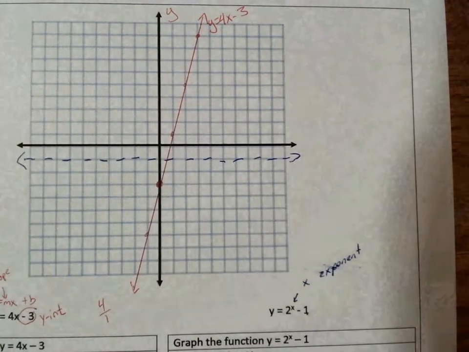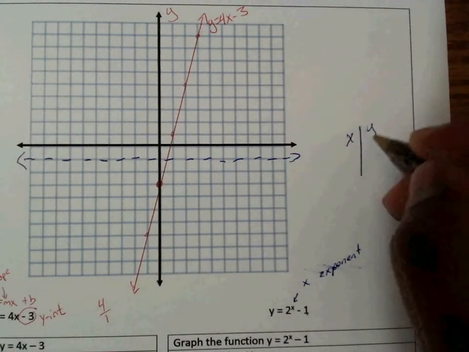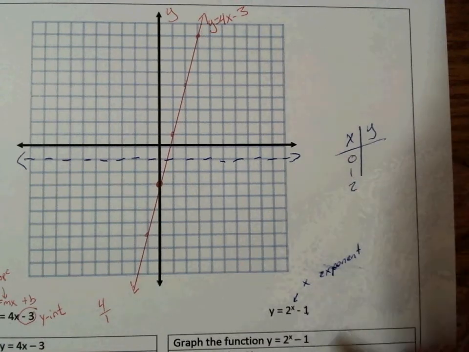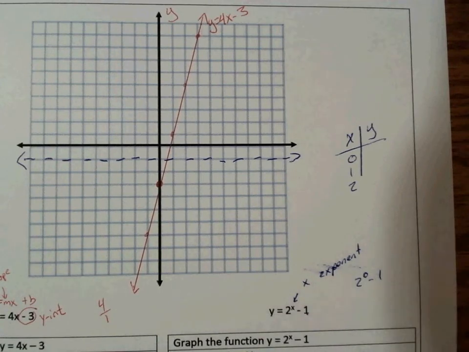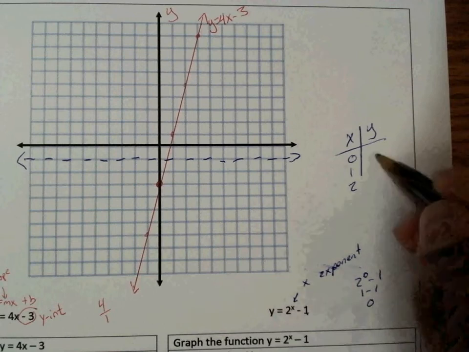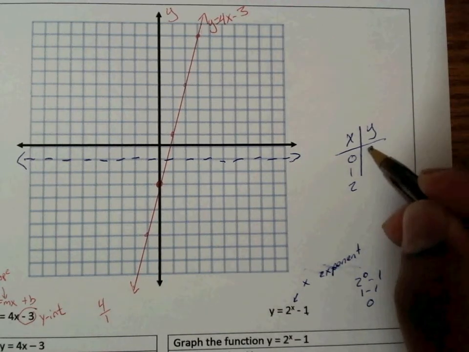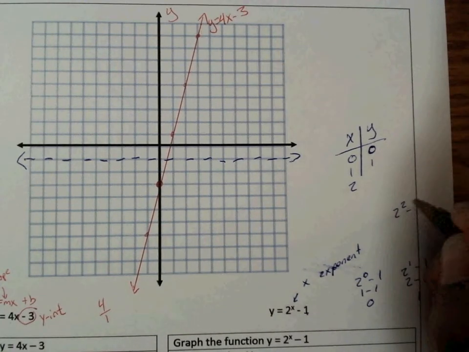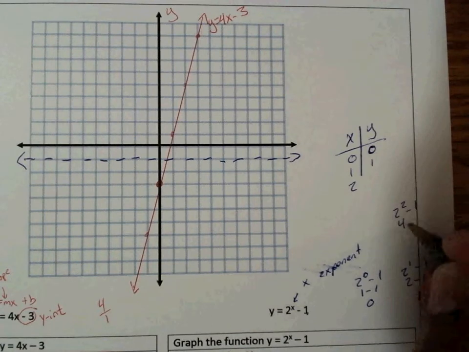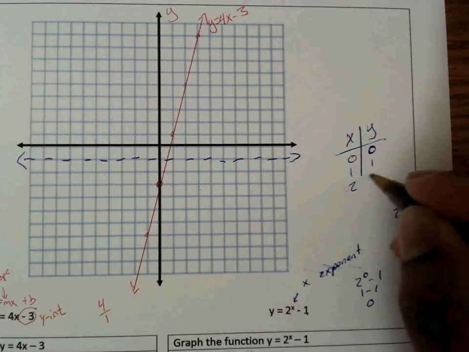At negative 1. And I'm going to create a quick xy table. I'm going to do 0, 1, and 2. So if I plug in 0, we have 2 to the 0 minus 1. I'm going to go through this kind of quick because this is just review. 2 to the 0 is 1. 1 minus 1 is 0, so we know that's 0. We plug in 1, we have 2 to the 1 minus 1. 2 to the 1 is 2. 2 minus 1 is 1, so we have 1. And then if we do 2 squared minus 1 is 4 minus 1, which is 3.